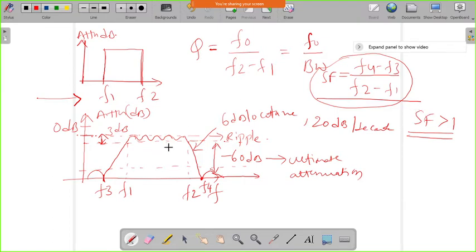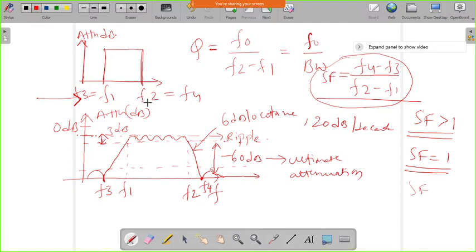For the practical filter, you can have F2 equal to F4 or F3 equal to F1. In that case your shape factor will be equal to 1. So whatever the roll off there is, it is having an infinite, or zero roll off. If I have infinite, it will not have any resonance which will exist. If I have zero roll off, then the shape factor will not exist.